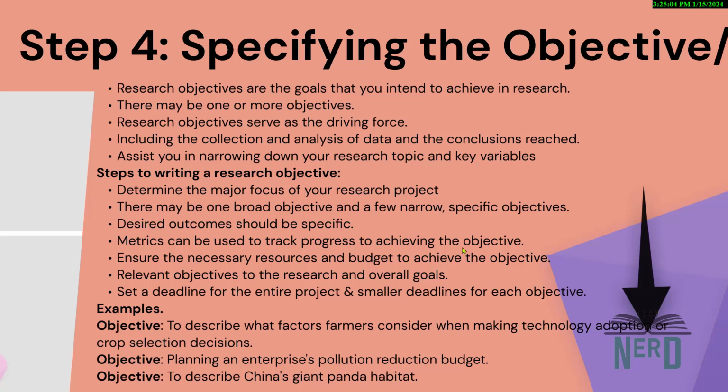And here are some examples to make it even clearer. Let's say you want to figure out what goes through a farmer's mind when they are choosing technology or crops. It's like being a detective trying to understand their thought process. The second example, you might be planning how a company can spend money to reduce pollution. It's like being a financial planner, but for the environment, right? The third objective is, maybe you want to describe where China's giant panda lives. It's like mapping out the real life habitat of this panda. And it is very important that your objectives should be clear, whatever you're trying to do.